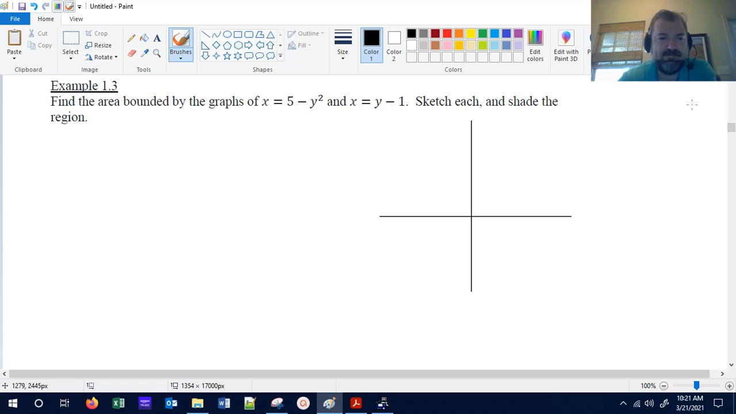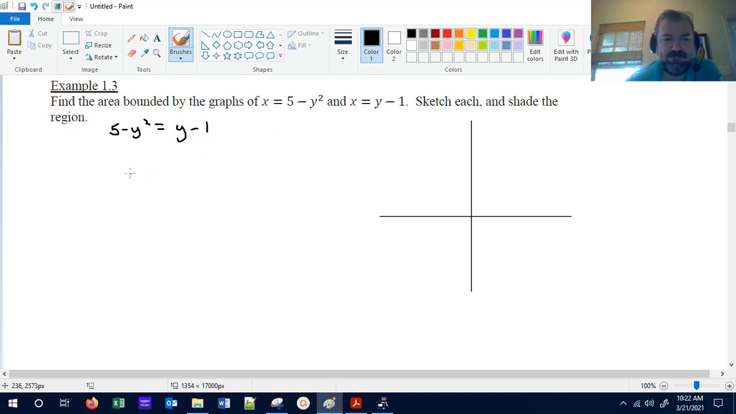Okay, find the area bounded by the graphs of x equals 5 minus y squared and x equals y minus 1. Okay, here it is. We've got our x as a function of y. So parabolas that we're used to opening up and down now are going to be opening left and right. And because it's a negative y squared, it's actually going to be opening to the left. We can get a pretty good idea of what's going on by simply solving to see if there's any intersection points first.